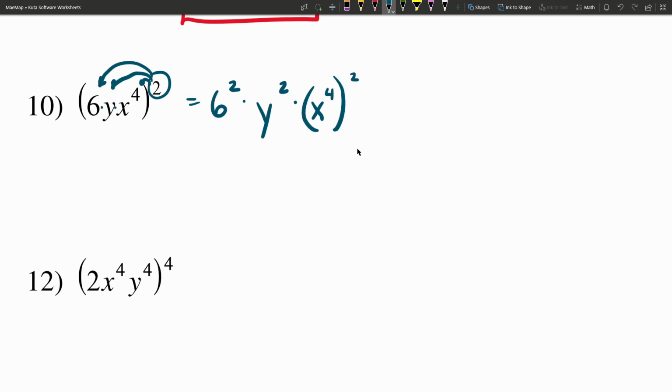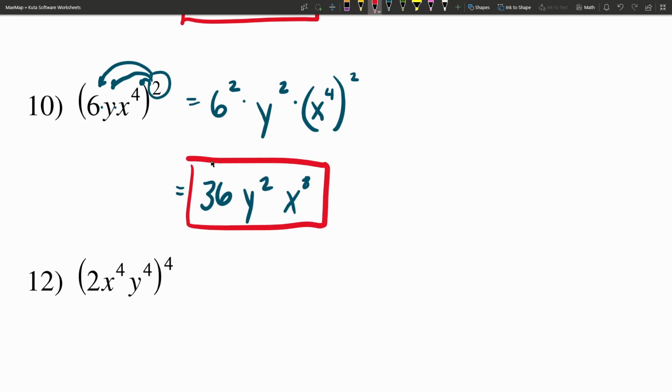So now that I went off on that tangent, just to reiterate a point, let's continue on with number 10. 6 squared is 36, y squared is y squared, and x to the 4th squared is x to the 4 times 2, which is x to the 8th. So we have 36 y to the 4th times x to the 8th. That's our answer for number 10.